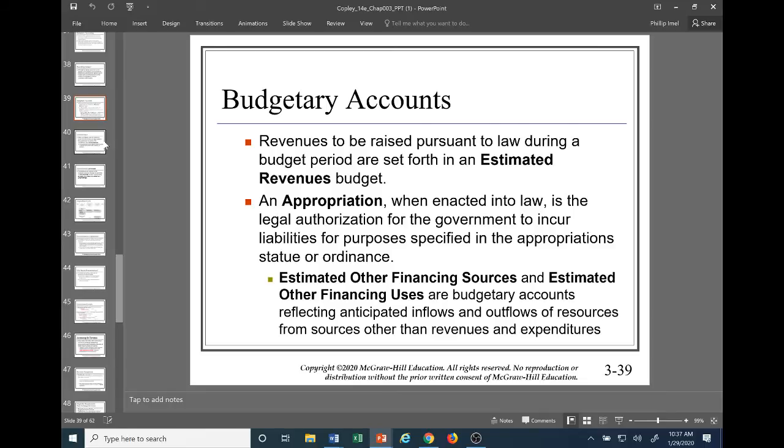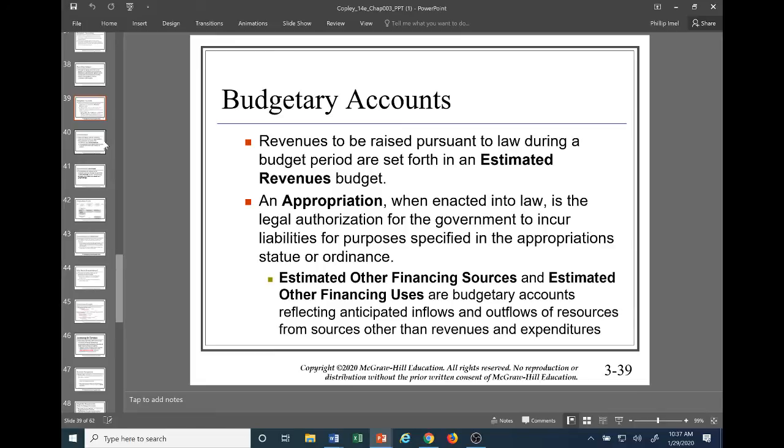So pretty much the appropriations are the governmental body getting together and saying, okay, we're going to incur liabilities for these certain things right here, and that gives them, by law, the ability to actually appropriate funds for those things. So they're going to pretty much earmark funds, set them aside for those purposes, right? So that's what the appropriations is.